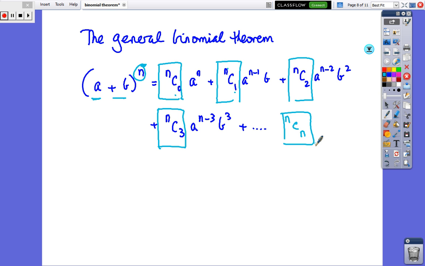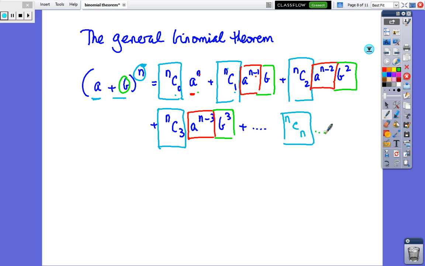And then with the letters, we start with the first letter to the highest power, and then we just take the same letter and subtract 1, take the same letter and subtract 1, take the same letter, subtract 1. And with the B, the second letter, there's no B, and there's 1, and there's 2, and there's 3, and you just keep going. Like over here, the last term will have no A's, and it will just be B to the power of n.